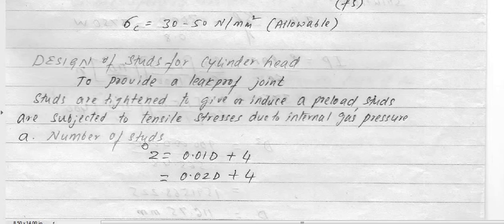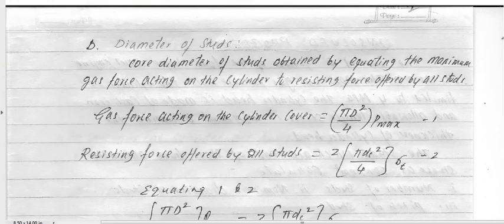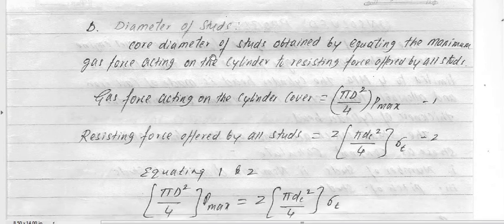So the first equation is the number of studs. How do we find the number of studs? Z is equal to 0.01D plus 4 and 0.02D plus 4. The first is the minimum number of studs and the second is the maximum number of studs. You can find the minimum and maximum number of studs using these two formulas. Now the diameter of the studs. How do we find it?